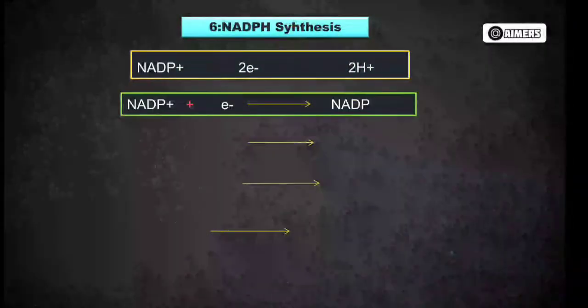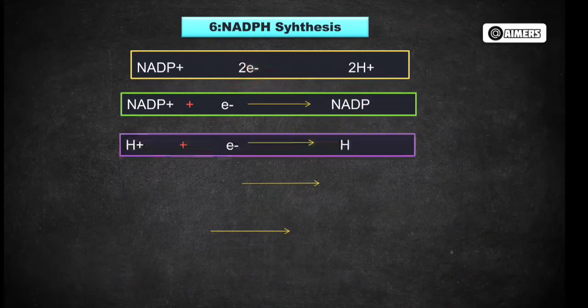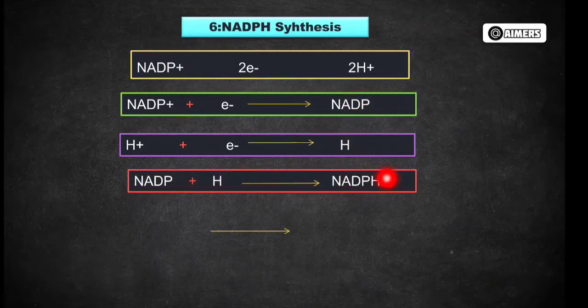Now look here. Firstly, NADP plus adds one electron. NADP plus is deficient in electron; positive charge means it is deficient in electron. When it accepts the electron, it becomes NADP because one positive charge is balanced by one electron. So one electron has been used here. Next, one H positive and the second electron combine to form hydrogen, one proton and one electron. Now this NADP and this hydrogen combine to form NADPH.